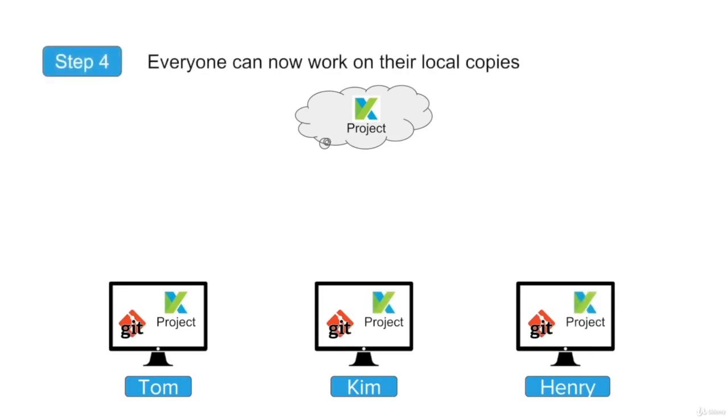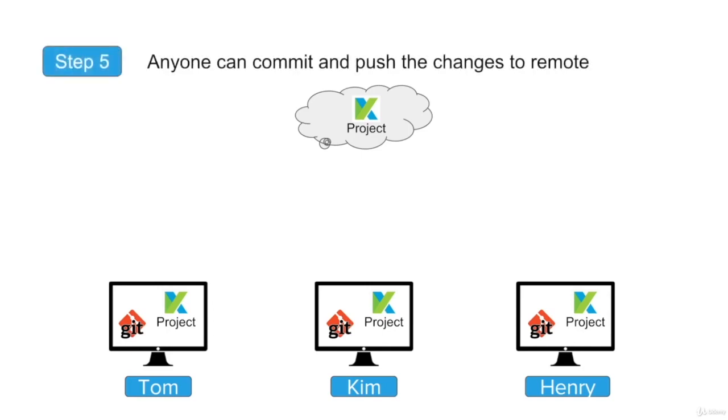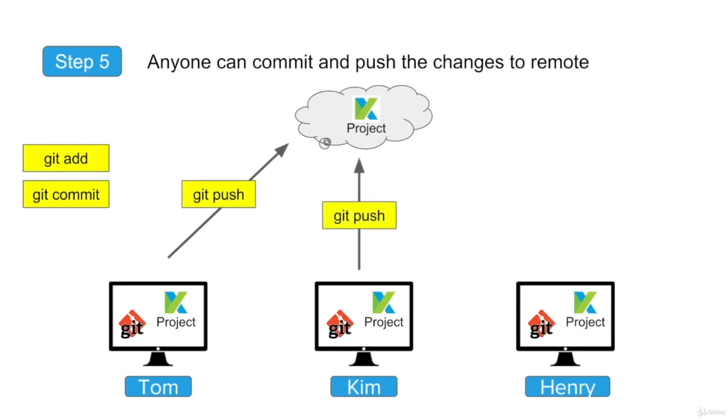And now step 4 will be everyone can now work on their local copies. And the good thing about Git is while working on the local copies, they do not need to stay connected to the remote repository. Even if they do not have an internet connection, they can still work on their local machines, and network connection will be required only at the time of cloning, pulling or pushing of the project. So step 5 will be after they are done with their changes, they can push their changes back to the remote repository. So they will do a git add, git commit, and finally a git push and add their changes to the remote repository.